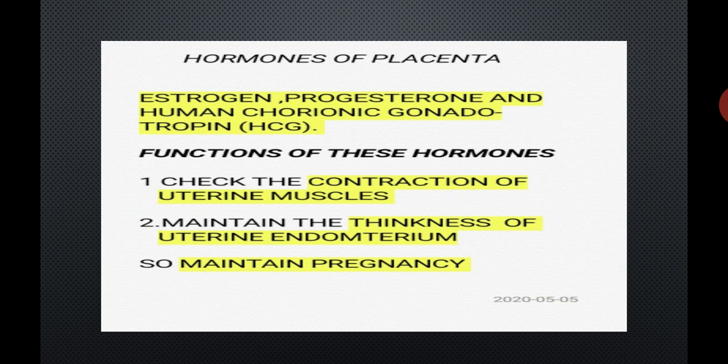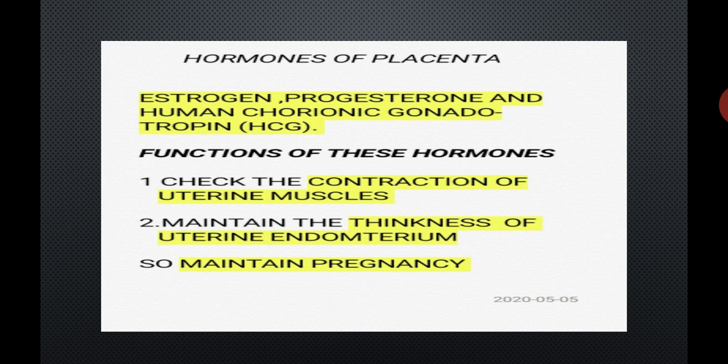The function of this hormone: it checks the contraction of the uterine muscle, so the uterus shows contraction. It maintains the thickness of the uterine endometrium. Endometrium is the wall of the uterus, and the uterus is also called the womb. So by using this hormone, the placenta maintains the pregnancy.